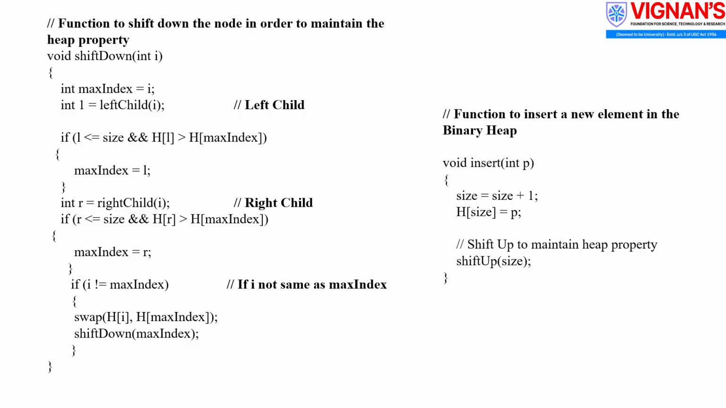Next, the function finds the right child and compares it with the current maximum. If the right child exists and has a larger value, the maximum index is updated to the right child. If the maximum index is not the same as the current index, the values at these two indices are swapped, and the shift_down function is called recursively on the new position to continue restoring the heap property.